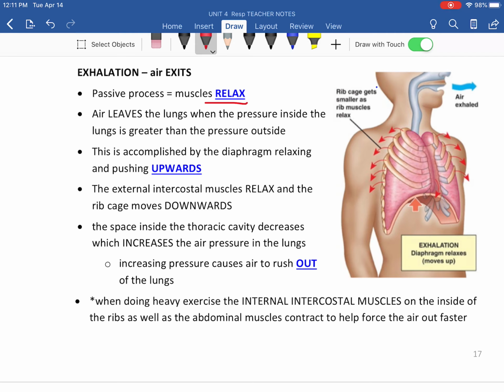So now the diaphragm is going to relax, and when it does, it returns upwards to its dome shape. The intercostals relax, which means that the ribs return back to their location, and this decreases the size of the thoracic cavity. When we decrease the size of the thoracic cavity, we increase the pressure in the lungs, which in relation to the outside air would be higher pressure than the outside air, and air will naturally rush out from high to low pressure. So again, this is accomplished by relaxing, decreasing the thoracic cavity volume, and air rushes out.